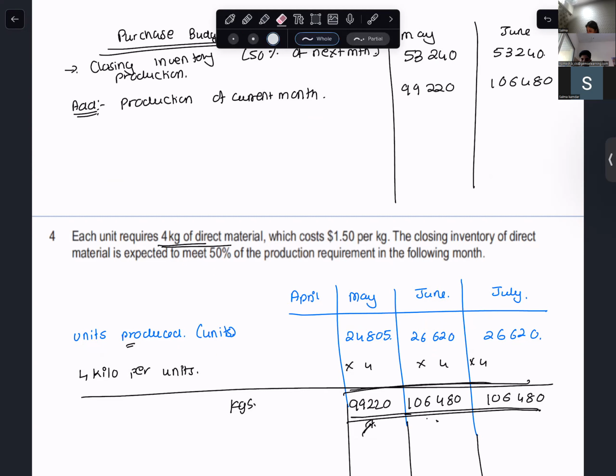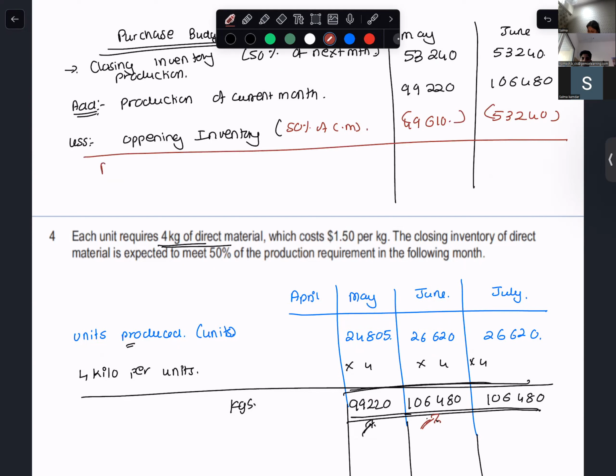Minus what? Opening inventory. If closing inventory is 50% of the next month, opening inventory would be 50% of the current month. So it is 50% of the current month: 49,610, and 106,480 into 50% is 53,240.